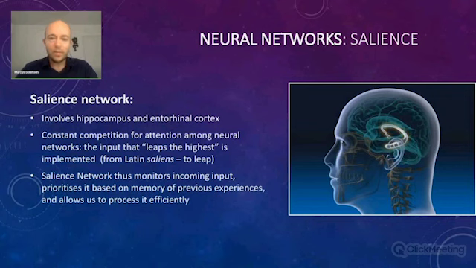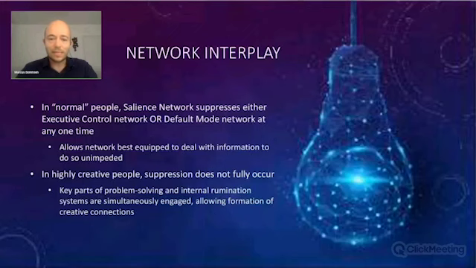So those are the three networks. We talked about the default mode network, the executive control network, and the salience network. Now, what's actually happening in the brain is that those networks are in a state of interplay. And in what you might call normal people, if you've met lots of those, the salience network tends to suppress either the executive control network or the default mode network at any one time. And if you consider it, it sort of makes sense, because we need the network activated that's best at dealing with the situation that we're in.